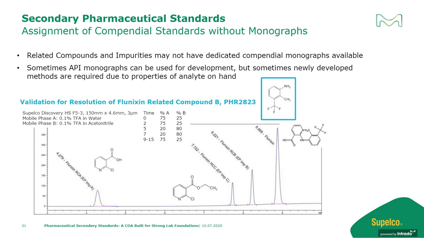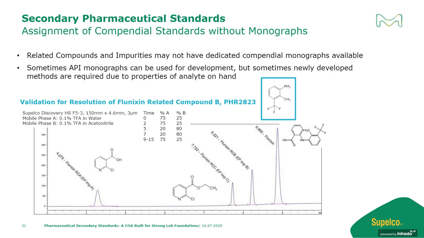So sometimes it is the case that the API monograph could be used for development, but sometimes newly developed methods are required because of the properties of the analyte on hand. In this case, a new method for premixed and RCB was needed to be considered because the API compendial monograph for premixed was not particularly appropriate for the compound, because you can see that the related compound B is much smaller and much more polar than the API.